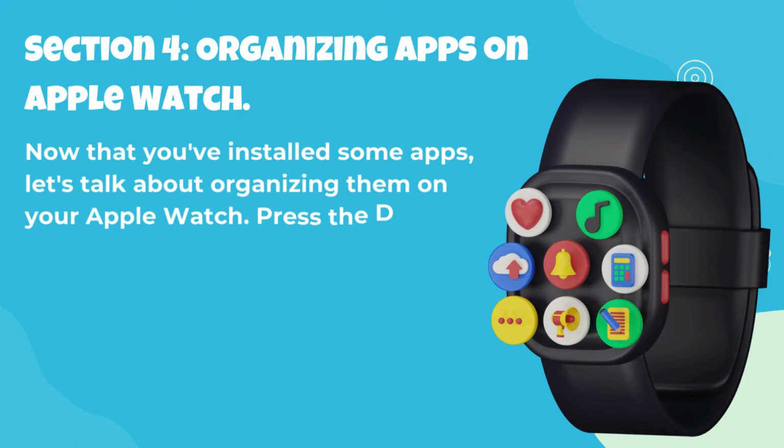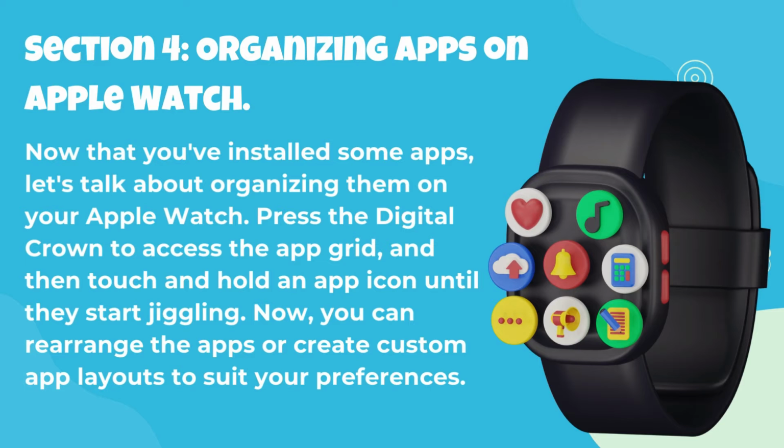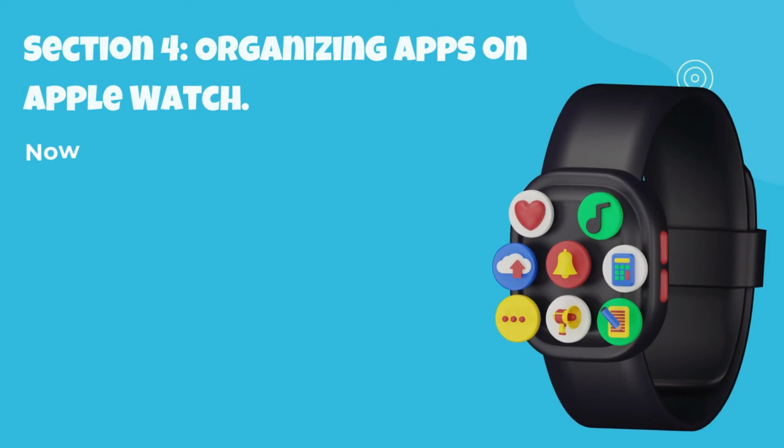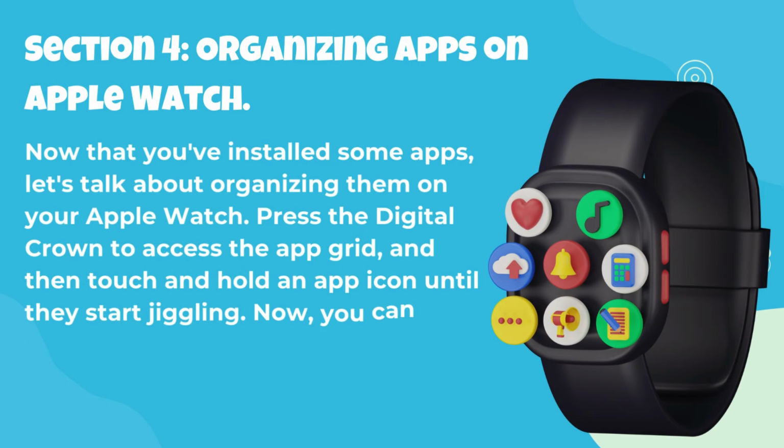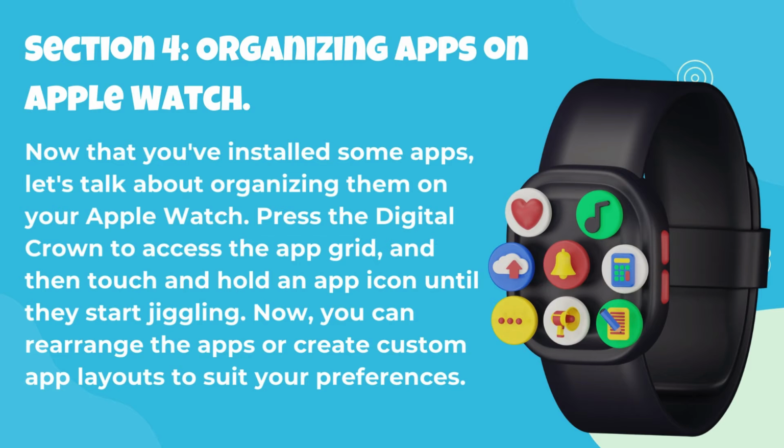Section 4. Organizing apps on Apple Watch. Now that you've installed some apps, let's talk about organizing them on your Apple Watch. Press the digital crown to access the app grid, and then touch and hold an app icon until they start jiggling. Now, you can rearrange the apps or create custom app layouts to suit your preferences.